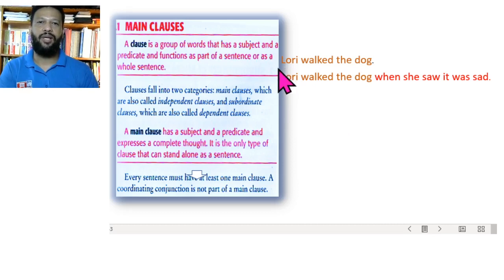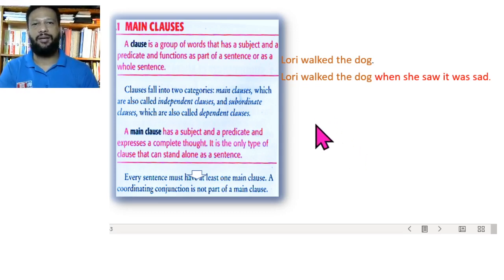What is the difference between a sentence and a clause? Where is the clause in this first sentence? The clause contains a subject and a predicate. If you say Laurie walked the dog, Laurie is the subject and walked the dog is the predicate. So this sentence is also a clause. Let's say that it is a sentence that contains one clause, but there's something. One sentence can contain more than one clause.